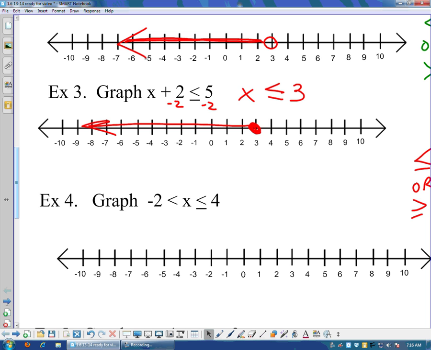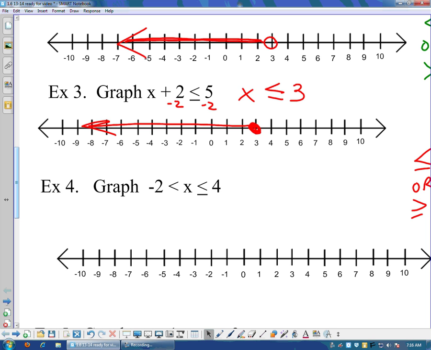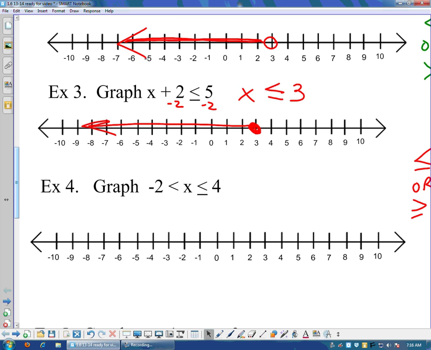All right, how about this example? This is a compound inequality. If negative 2 is less than x and x is less than or equal to 4, by the way, that's how you read this. Negative 2 is less than x and, it's got a hidden word and there, and x is less than or equal to 4. That's basically all of the points between negative 2 and 4, but we don't want to include the negative 2, and we do want to include the positive 4. So that's going to be a graph that looks like this.